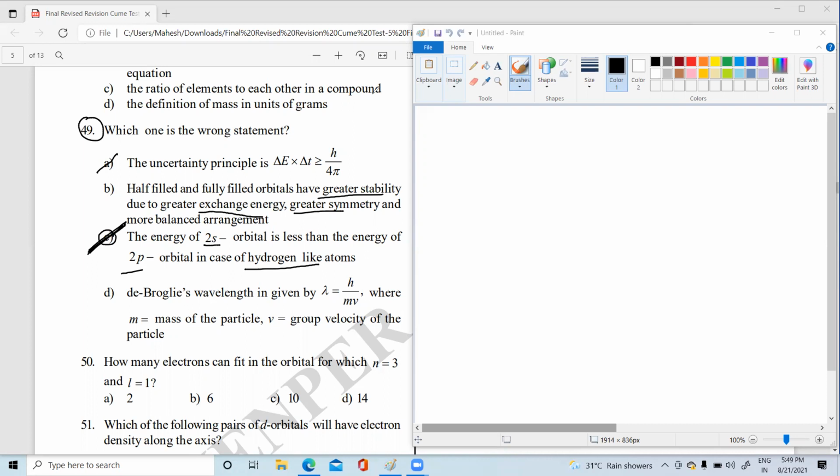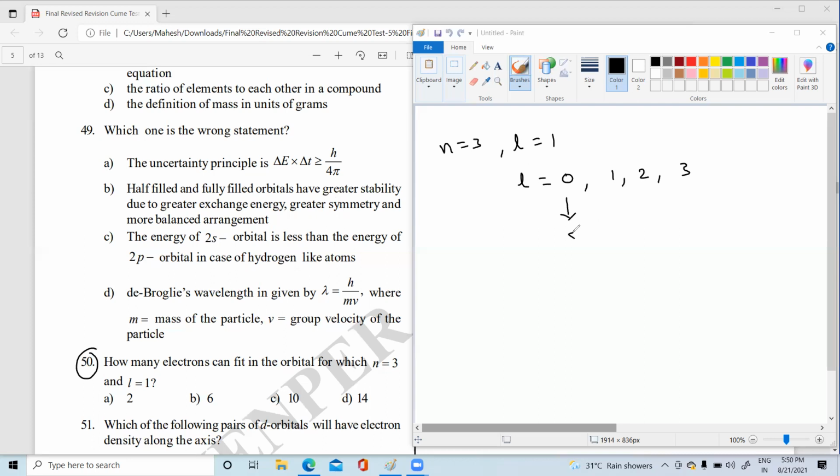Next students, question number 50. How many electrons can fit in the orbital for which n equal to 3 and l is equal to 1? So n is equal to 3, l is equal to 1. The l values 0, 1, 2, 3 mean 0 is the s subshell, 1 is the p subshell. p contains how many orbitals? 3 orbitals. Each orbital accommodates 2 electrons. So total there will be 6 electrons here. So the answer should be B, the correct one, students.